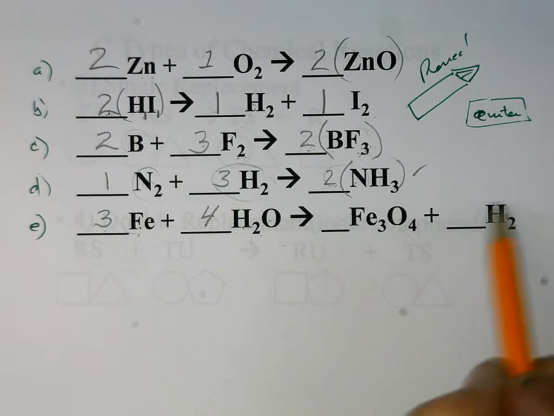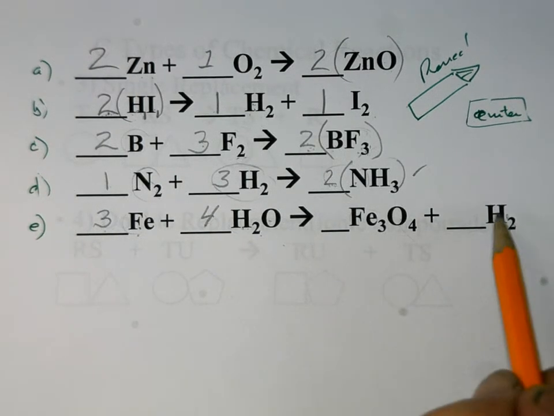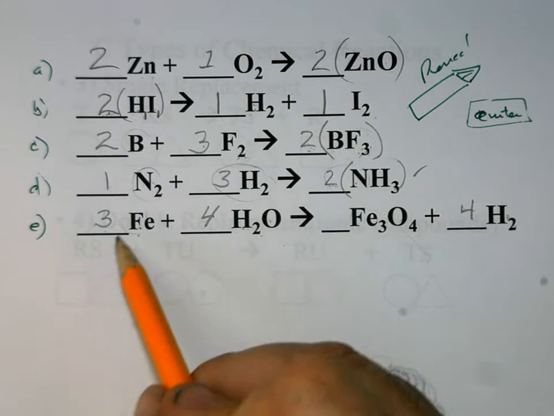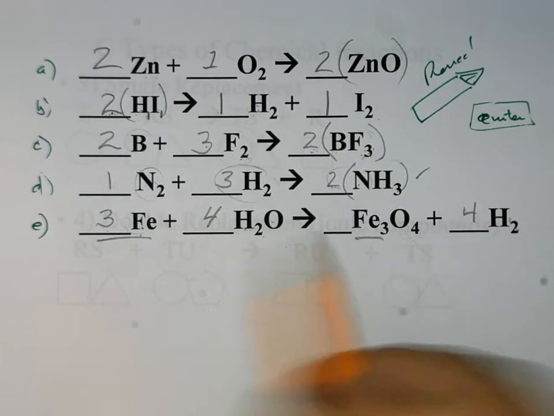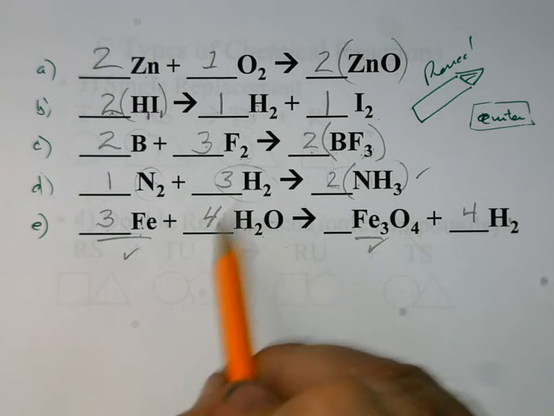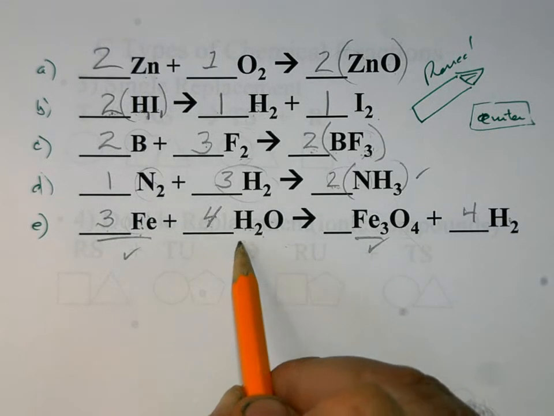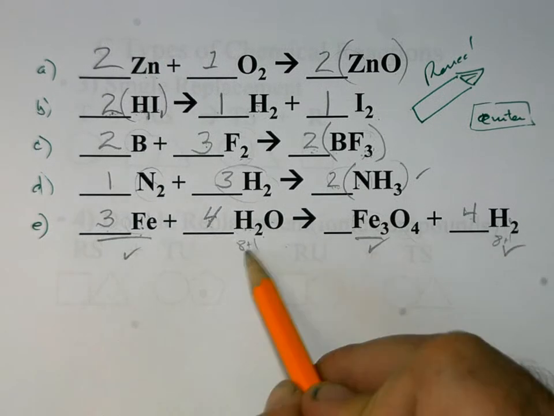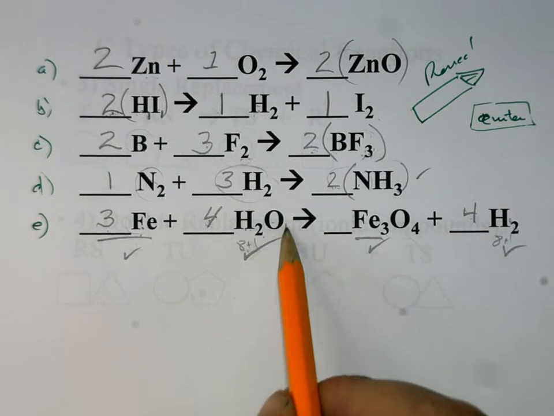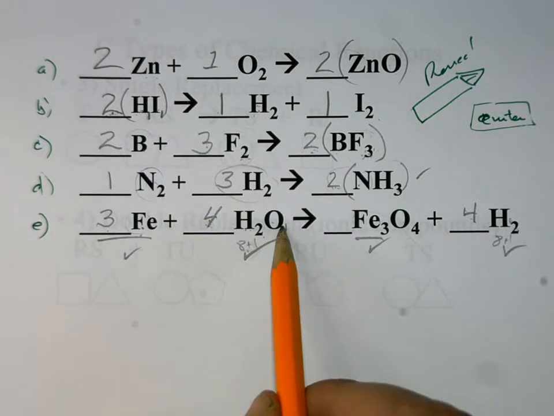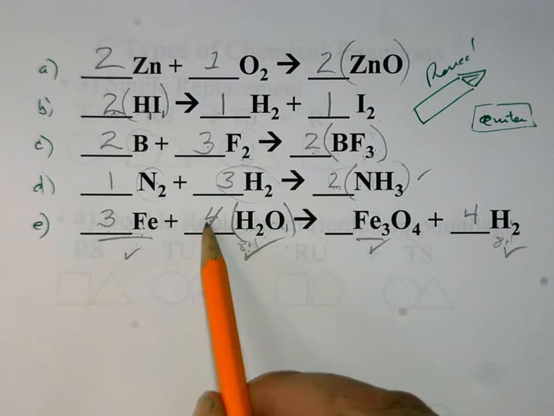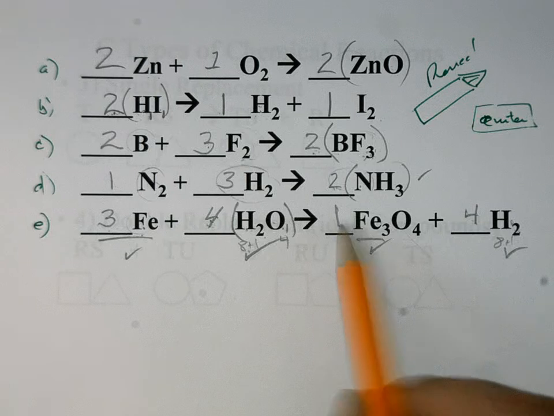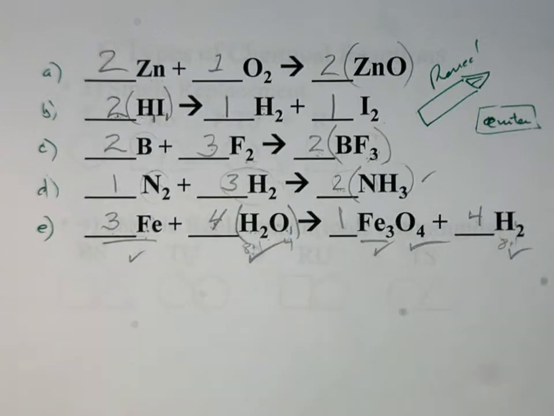Well, look at here, that's real easy. 2 times 4 will be 8 hydrogens. So I think we got this balanced. Let me double check. 3 irons, check. We've got 4 times 2 is 8 hydrogens. And we got 4 times 2 is 8 hydrogens, check. We got 4 times, remember there's that invisible 1 there, 4 times 1 oxygens is 4 oxygens. And if you like, we can put the coefficient 1 times 4. Okay, this is now balanced. So there you go.